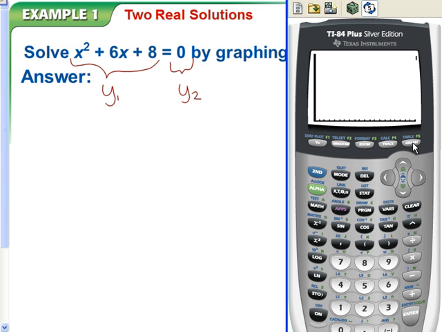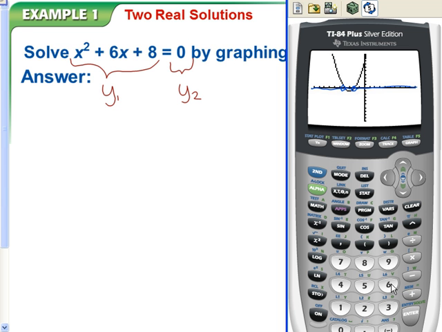I think my graph is going to be in a bad window. Yeah, not really too much showing up there. So what we can do is we can press zoom 6 to get to our standard window. And now the solutions are wherever it crosses the x-axis, because we really do have a second line going through at 0. So where they intersect is our solution.